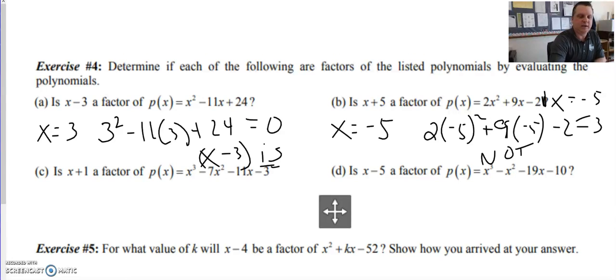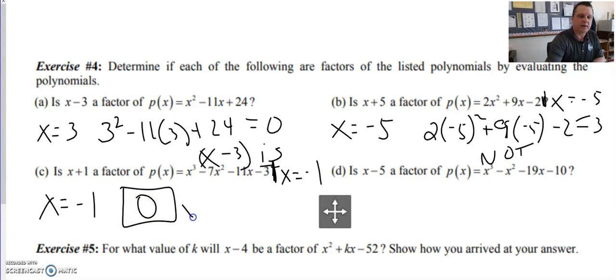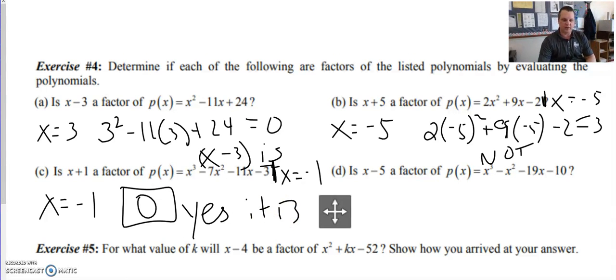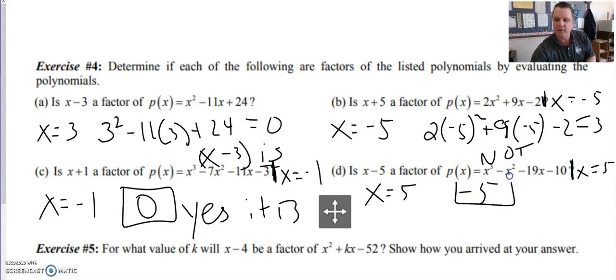The next one, x plus 1, we have x equals negative 1. So again, same thing. Put the x cubed minus 7x squared minus 11x minus 3 in your calculator such that x equals negative 1. And it'll give you an output of 0. So yes, it is a factor of x cubed minus 7x squared minus 11x minus 3. And then the last one is x minus 5, so x equals 5. So again, put that all in your calculator such that x equals 5. And what you get is negative 5. So therefore, it is not a factor.